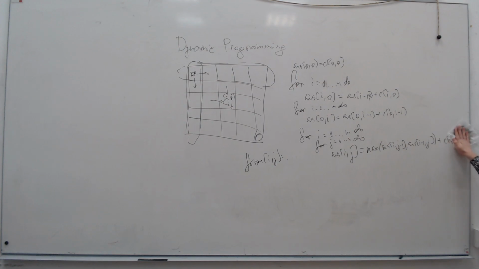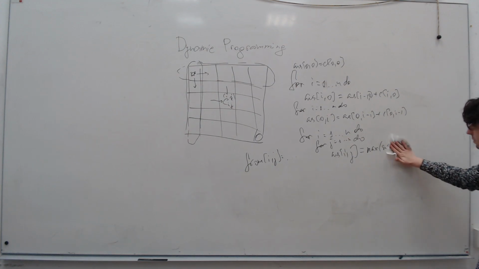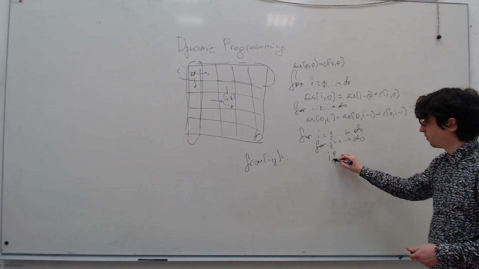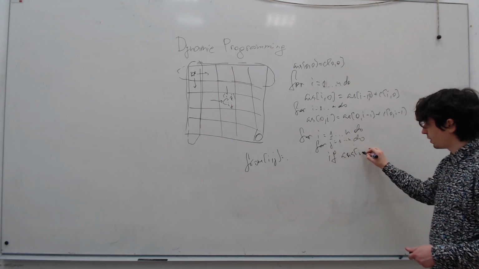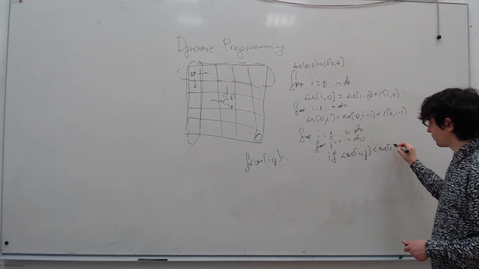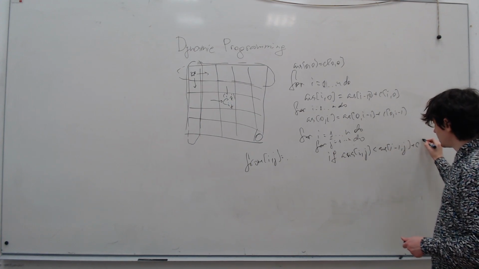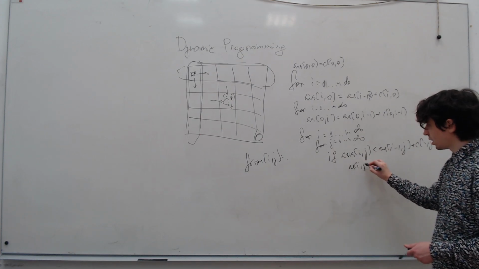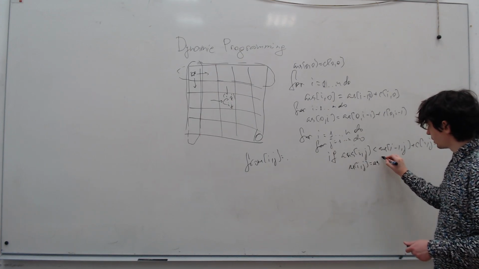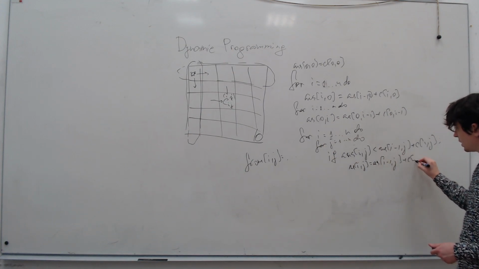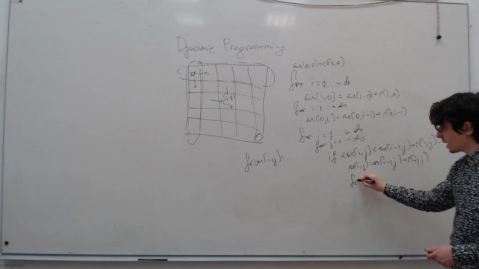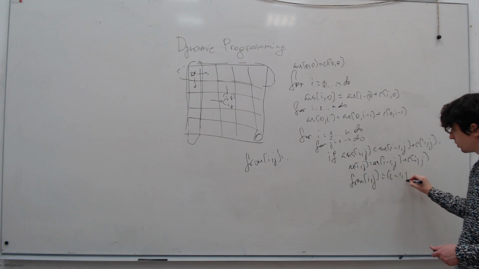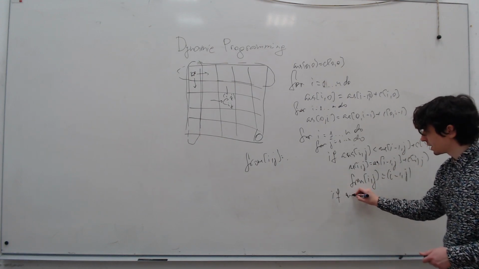Yeah, so approximately like that, but okay. Let me write it. Simply it will be like that. We check two states: if ans of ij is less than ans of i minus 1 j plus Cij, then ans ij equals ans of i minus 1 j plus Cij, and as you said, you store there from ij equals to i minus 1 j. And the same goes for the second case.